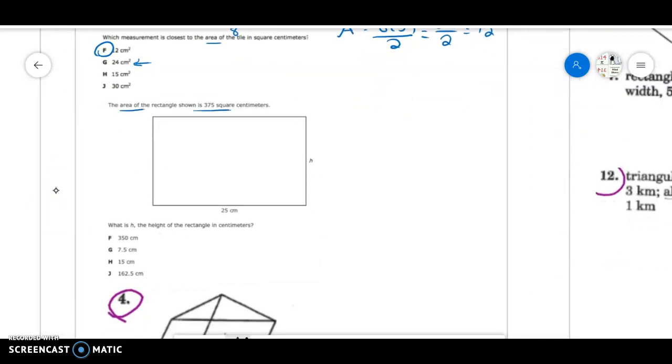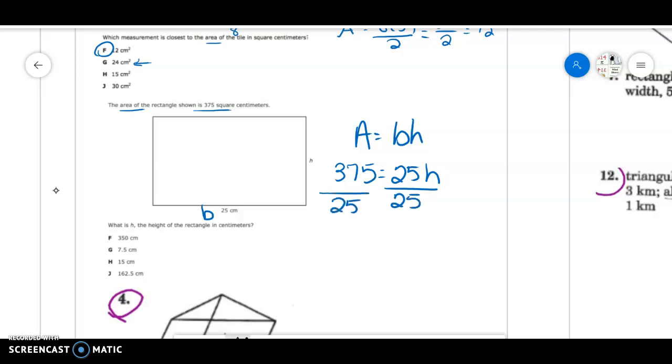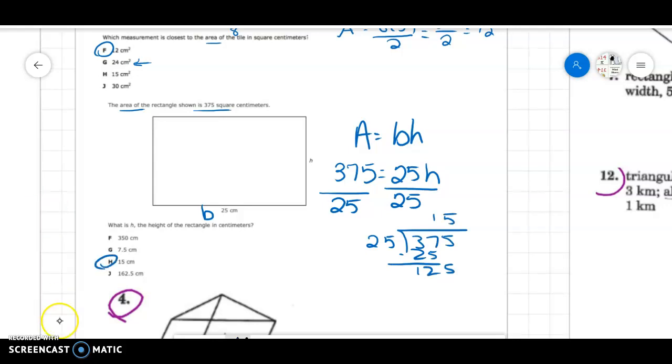Here I give you the area, and I give you the base. We need to find the height. So base times height, and in place of A, we're going to put 375 is equal to 25H. This is kind of like the question we did earlier, so we would need to divide by 25. We can see how many 25s are in 375. 125, so 15. And most of you did really well on that.